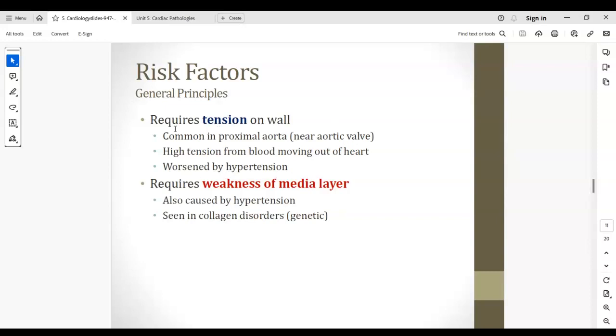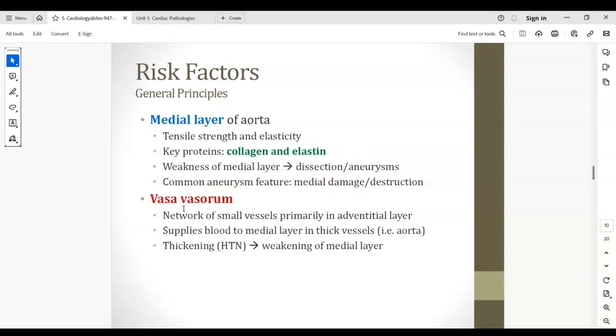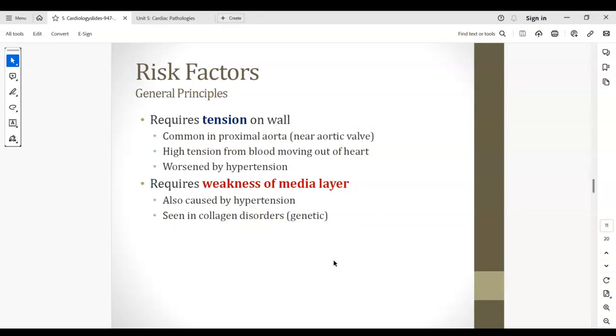So it requires tension on the wall, common in the proximal aorta, near the aortic valve, with high tension from blood moving out of the heart, okay, and this would be worsened by hypertension. So that's why one of the medical managements for this case is controlling of hypertension, okay, and it requires weakness of the medial layer. And this weakness, as we just discussed, could be due to affection of the vasa vasorum, and this will lead to reducing the blood supply to this layer and weakening of the medial layer. So it is all connected together.